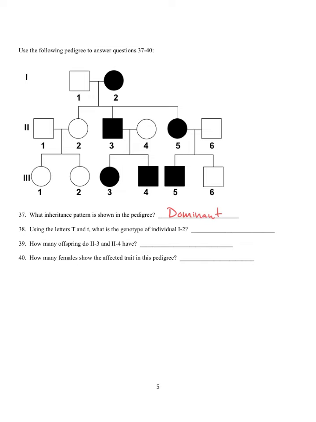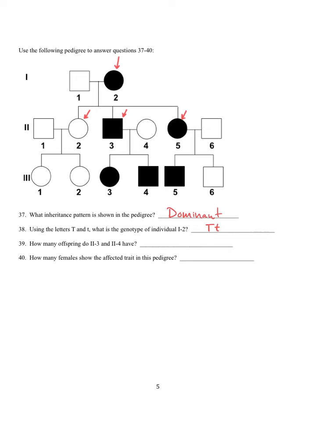The genotype we're looking for is this person's genotype. We know that they show the dominant trait. We are able to determine their genotype by looking at their offspring. Notice that they have a daughter who shows the trait, a son who shows the trait, and a daughter who does not show the trait. Because they have a daughter, number 22, who does not show this trait, that means that both parents are able to pass on a recessive allele, and that means that person 1, 2 has a heterozygous genotype, so it's big T, small t.